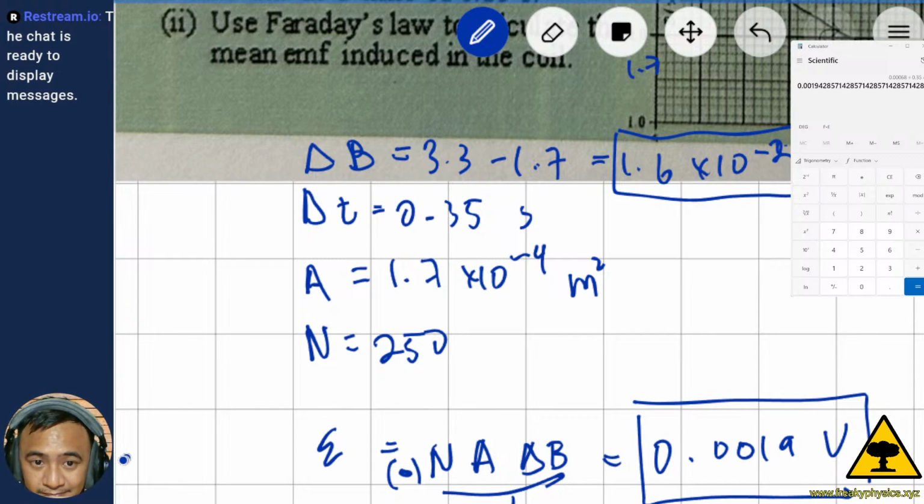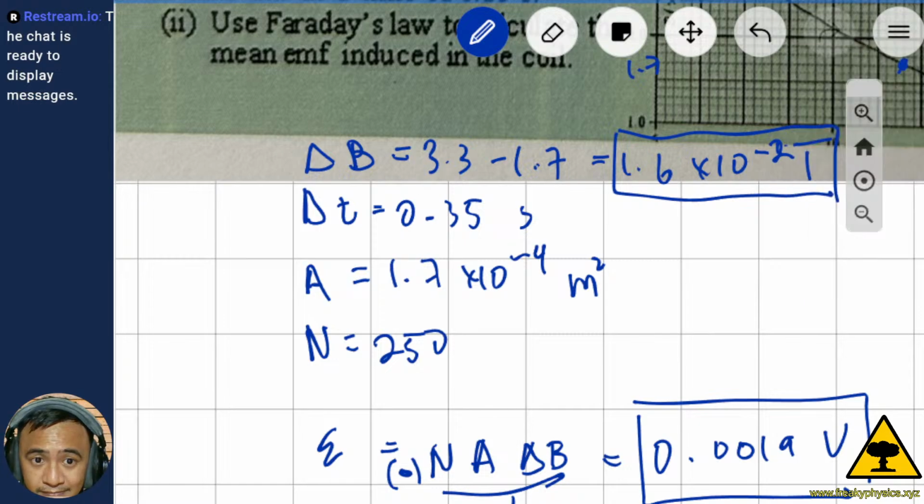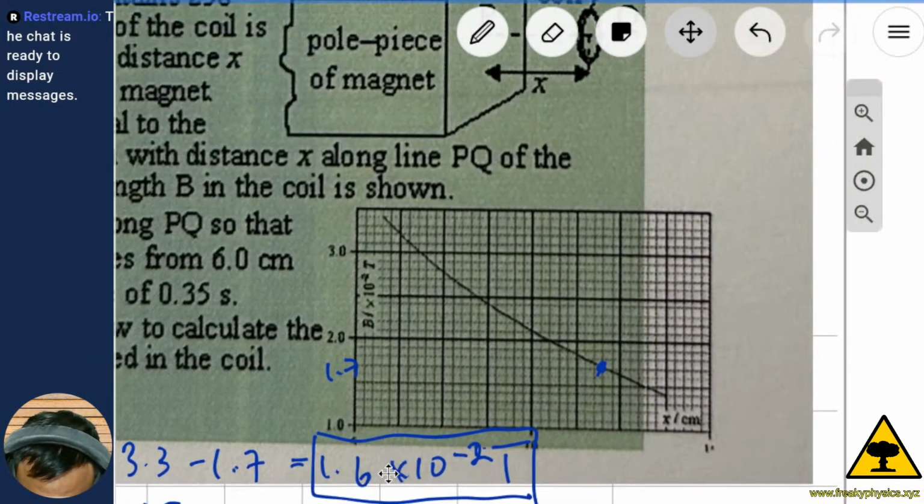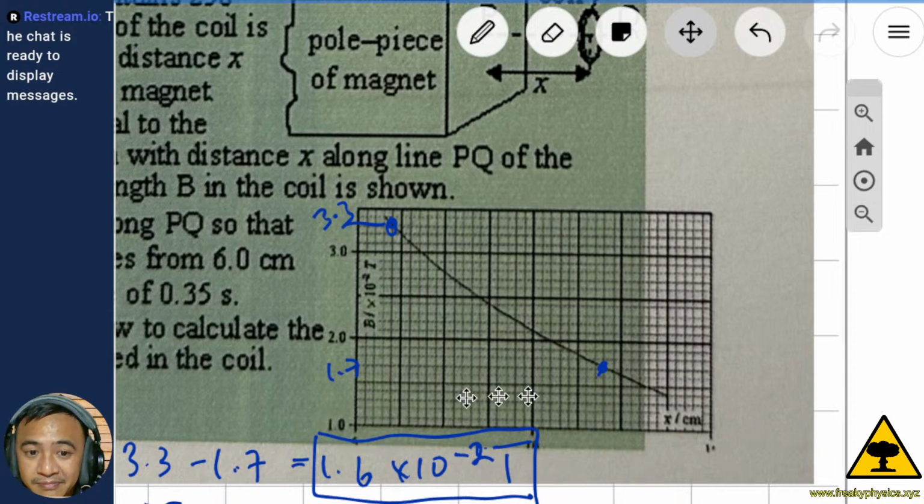And if we found the gradient of the graph, what would we get? In this case, we cannot do the gradient with this graph because our x-axis is not time, it's distance. So that's the tricky bit here. You have to look into your graph whether it's a BT graph or something else. In this case, it is something else, so we can't find the gradient. Well, we can, but it's not gonna be useful. All right, so that question is done.